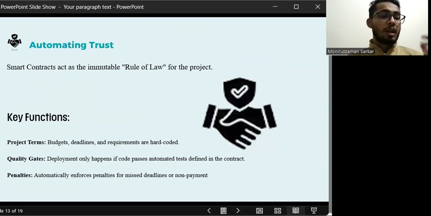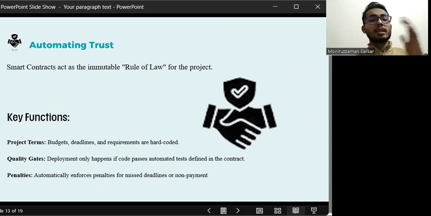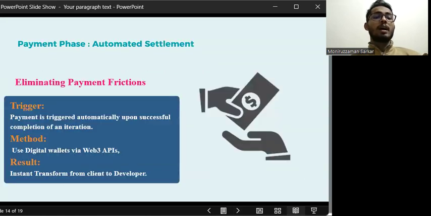Now, automated trust. Smart contracts act as the immutable rule of law for the project. Here, the key functionalities are project terms, quality gates, and penalties. Now, let's go to the next slide. Here is the automated phase settlement, which eliminates payment friction, that is trigger, method, and result.